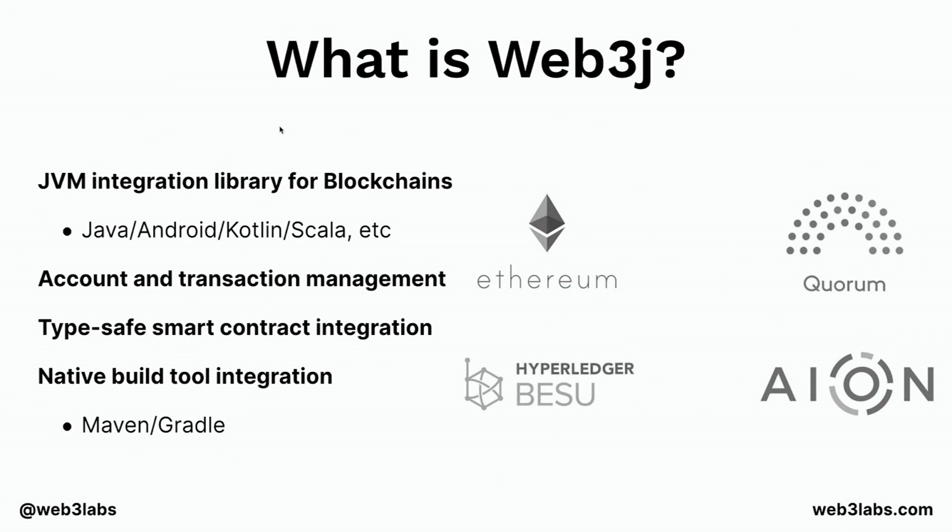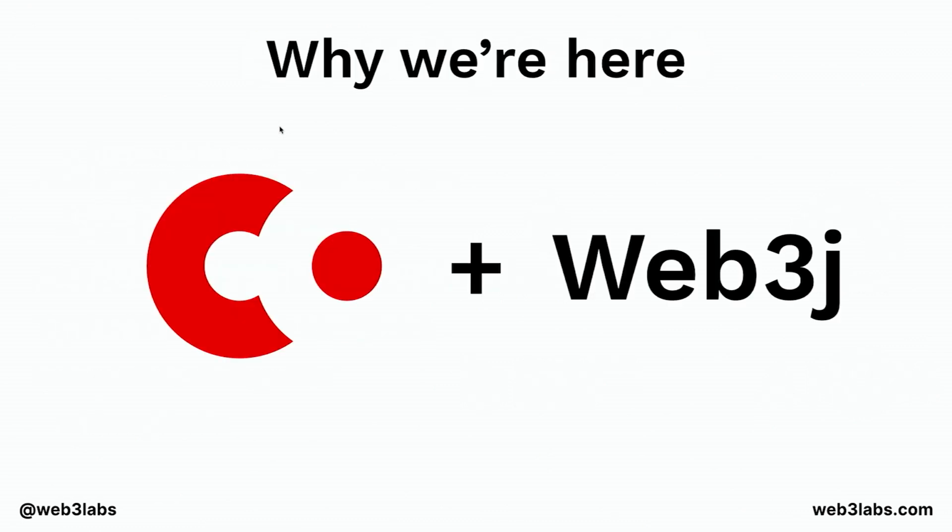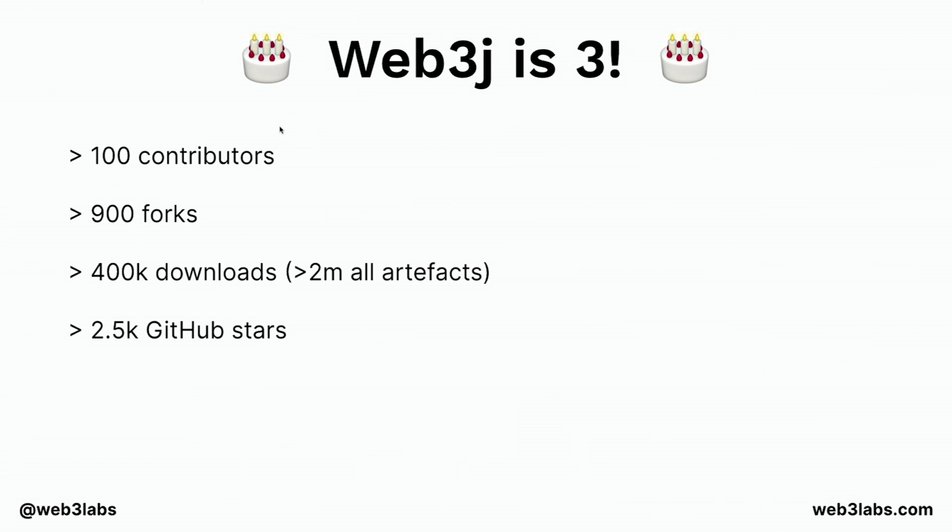Historically, we've integrated with Ethereum-based blockchains, and so, of course, Ethereum, then Hyperledger Besu, the Aeon network, and Quorum. And the library itself is 3 years old. It's got a decent amount of traction, we feel, for an open source project. There are over 100 contributors to the project. We've had over 400K downloads of the core artifacts. If you look at everything, that number's a lot larger, and over 2,500 GitHub stars.